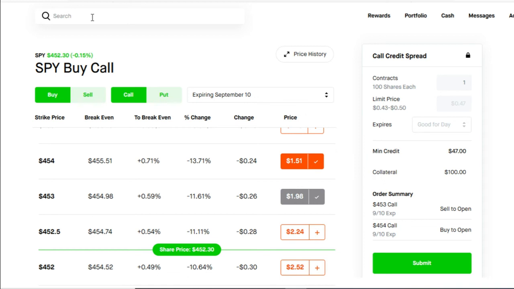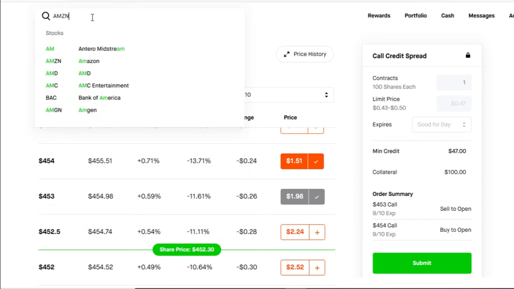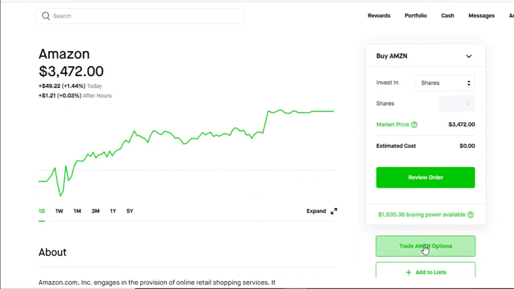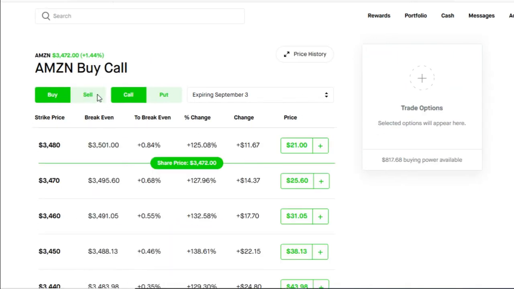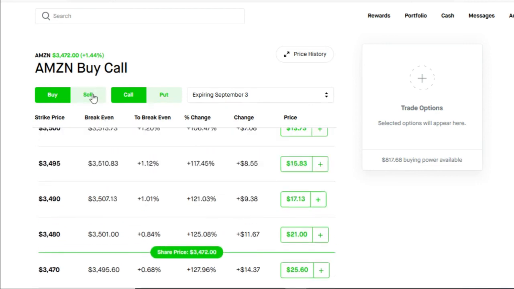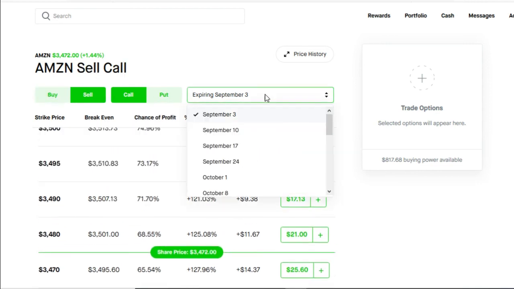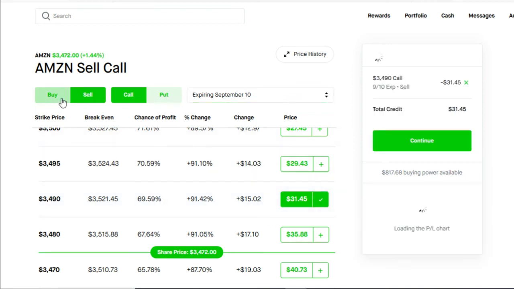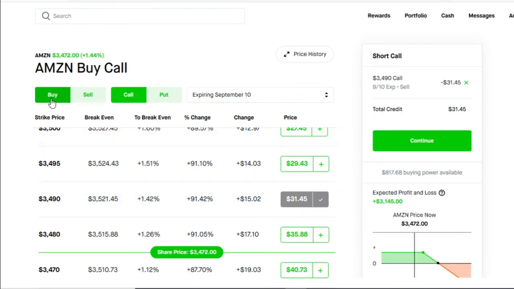I'm going to do an example. I'm doing it right through, so I show you how simple this is to do. Now, for this example, we're going to choose another stock. We're going to use Amazon this time, ticker AMZN. Okay, so we're going to go to Trade Amazon Options, and we want to start off with our sell call. Let's make sure it says sell and call. We're going to choose our strike date one week out, which is going to be September 10th. We're going to choose our strike price of $34.90, and then we're going to go over now to buy and call, and we're going to choose the strike price right above it at $34.95.